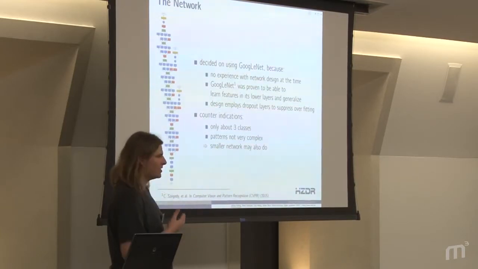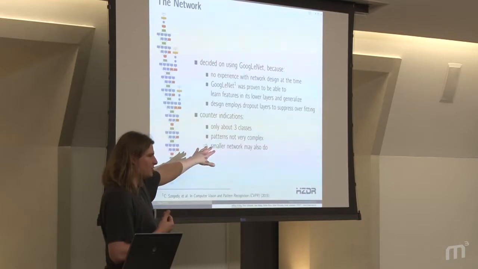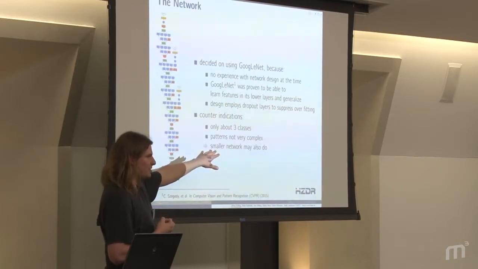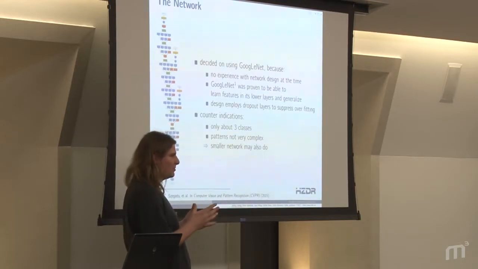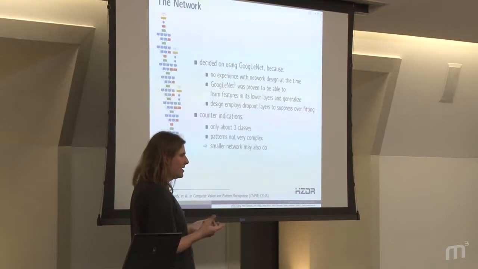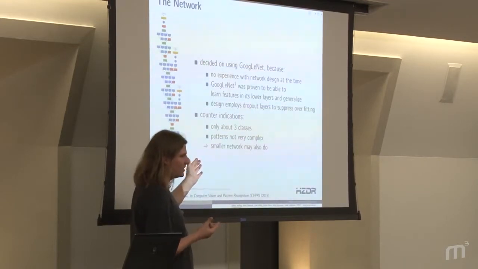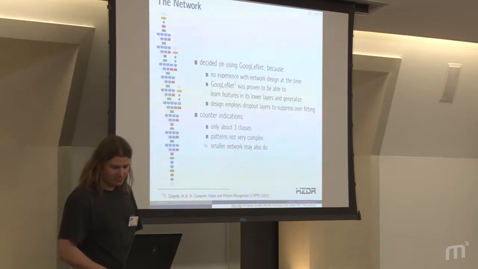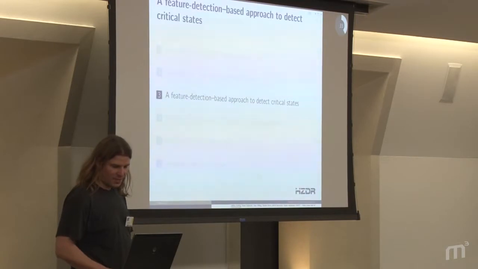There are some obvious counterindications why we wouldn't use this. We will basically want to classify things into 3 classes, not 1,000 classes. And the patterns we have are not really complex. We want to classify these rings. We don't want to discriminate different breeds of dogs. So we could also work with a smaller network on this, basically, which would also save on computation time. But for now, we work with this, which also works.